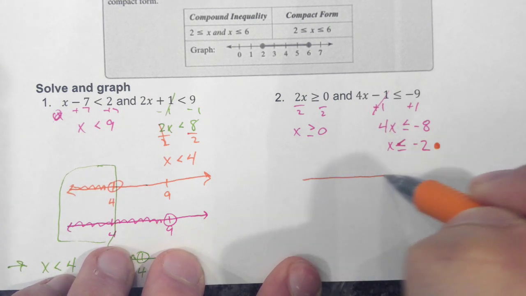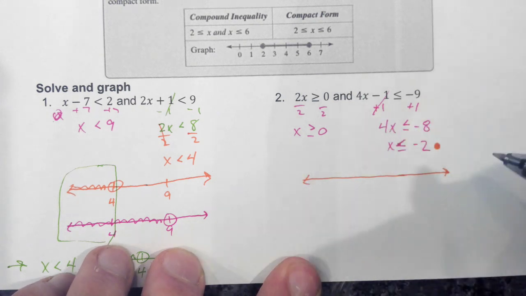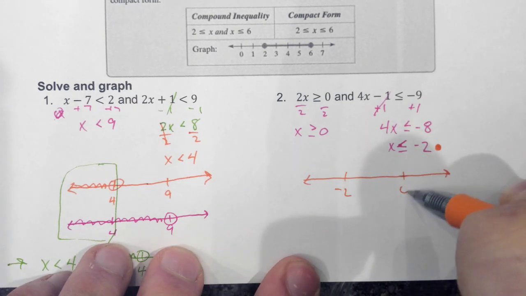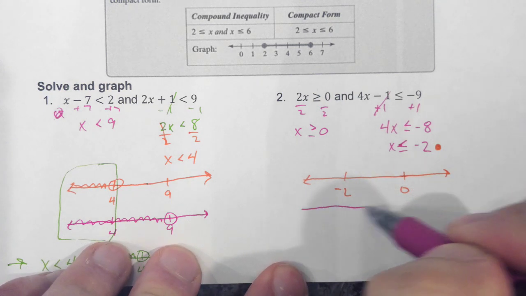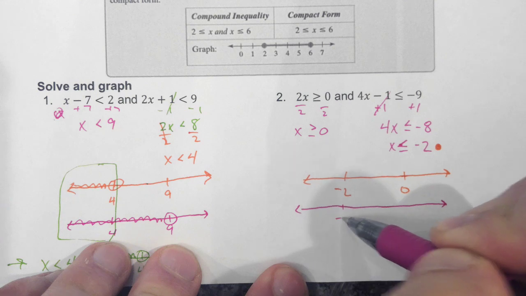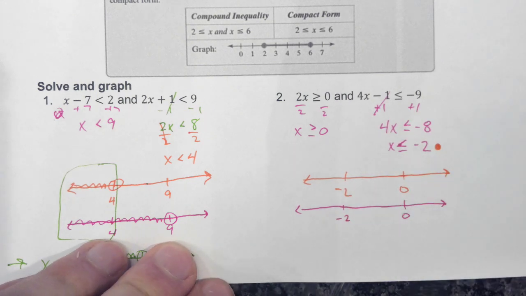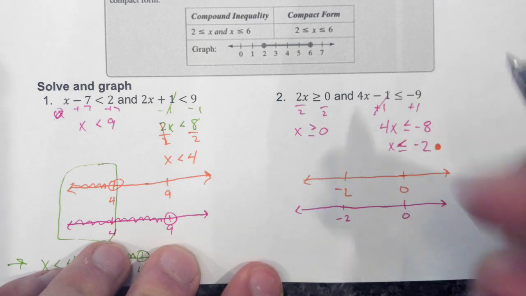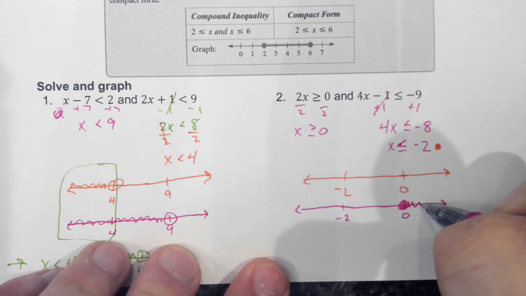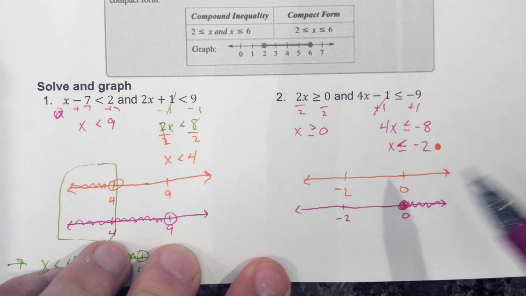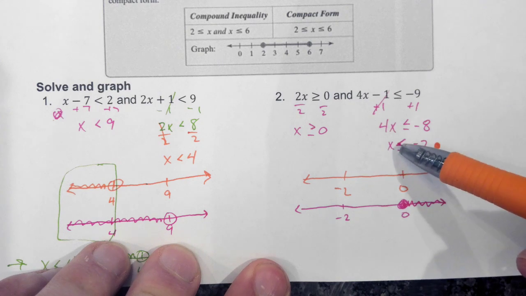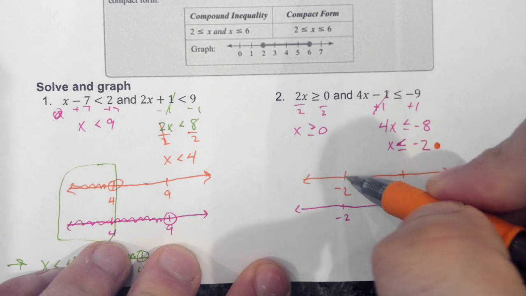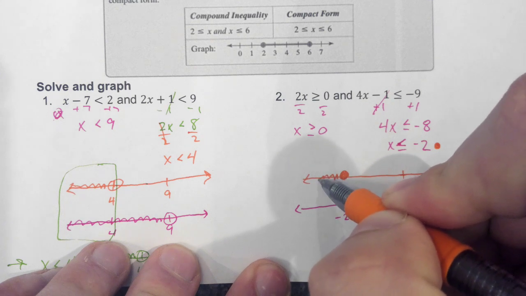Okay, so my orange number line, I'm going to put the two values I got, -2 and 0. And then on my pink one, same thing, -2 and 0. Okay, so for my pink one, looks like I should have a closed circle on 0, and I'm going to shade it to the right. On my orange one, I would have a closed circle on -2, and I would shade it to the left.